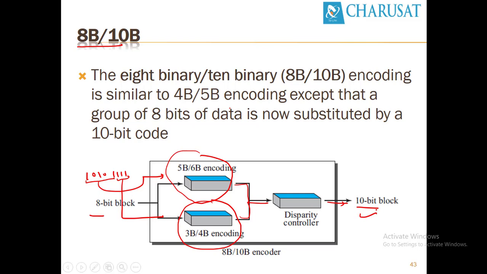We can also combine the 4B5B method 2 times. The 4B5B method is applied 2 times over here to different blocks, and the input 8 bits are divided into 4 bits. 4 bits are given to the upper side, as well as the next 4 bits are given to the lower side, and it will generate a 10-bit block. This is the 8B10B method.